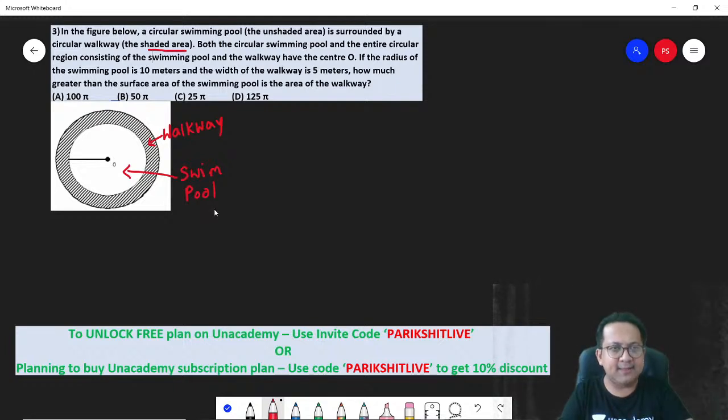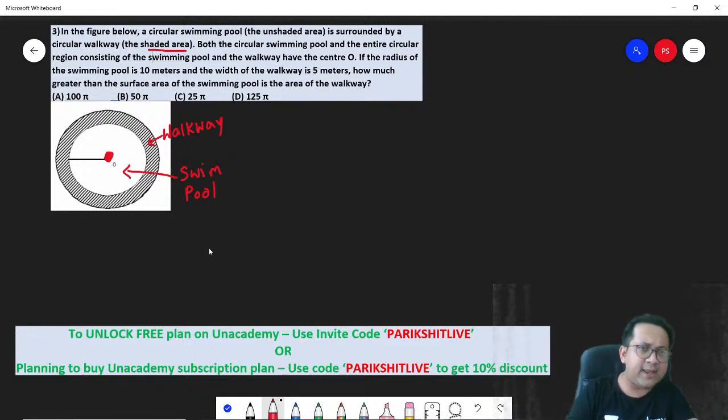Both the swimming pool and the entire circular region consisting of the swimming pool and the walkway have the center O. So I hope you understand that both these circles are concentric, meaning they have the same center. And both the circles, what center is it? Center is O. If the radius of the swimming pool is 10 meters, think about it. Radius of the swimming pool is 10 meters. So this distance is basically 10.